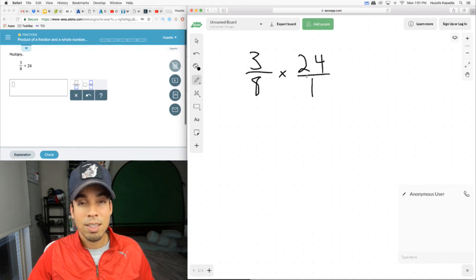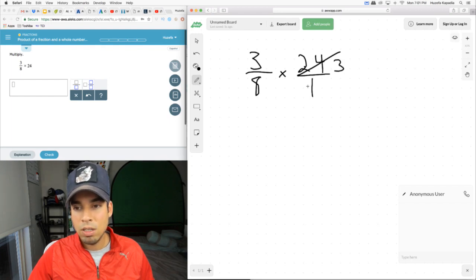It doesn't matter they're not in the same fraction. Just the fact that the 24 is on top and the 8's on bottom, it's all being multiplied. I can divide this number and this number by 8, for example. This is called reduction, so I can reduce that. 24 divided by 8 is 3. 8 divided by 8 is 1.